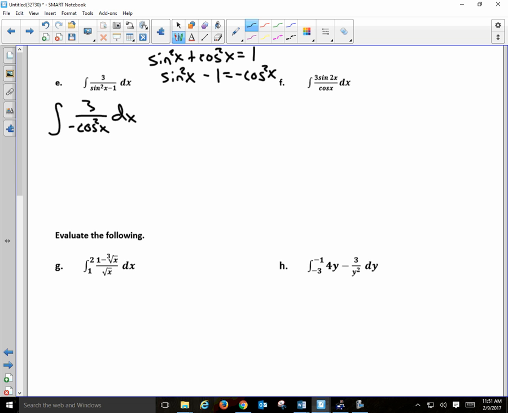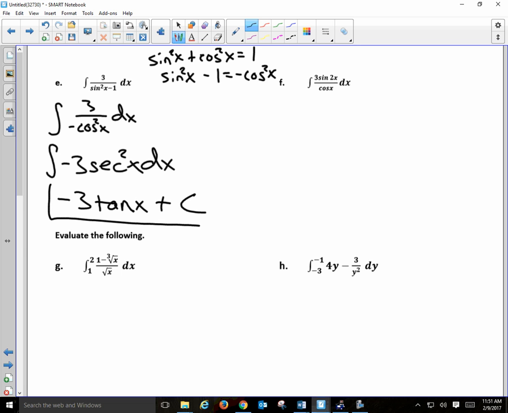Not sine. What's the reciprocal of cosine? Secant. The integral of negative 3 secant squared of x dx. What is the antiderivative of secant squared? Tangent. So we get negative 3 tangent of x plus a constant. So sometimes doing an integral requires that you understand the relationships from trigonometry, rewriting it, and so on and so forth.